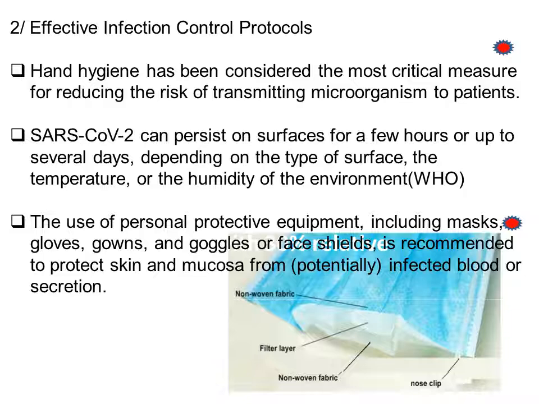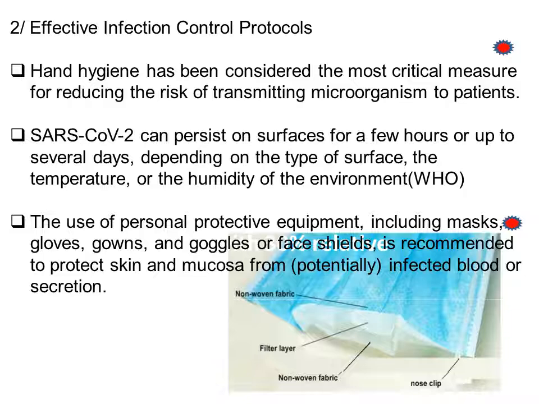SARS-CoV-2 can persist on surfaces for a few hours to up to several days, depending on the surface temperature and the humidity of the environment. They discovered, in a paper, that at room temperature the virus can survive from 3 hours to 9 days. And at a relative humidity of 50%, it survives better than at a relative humidity of 30%.